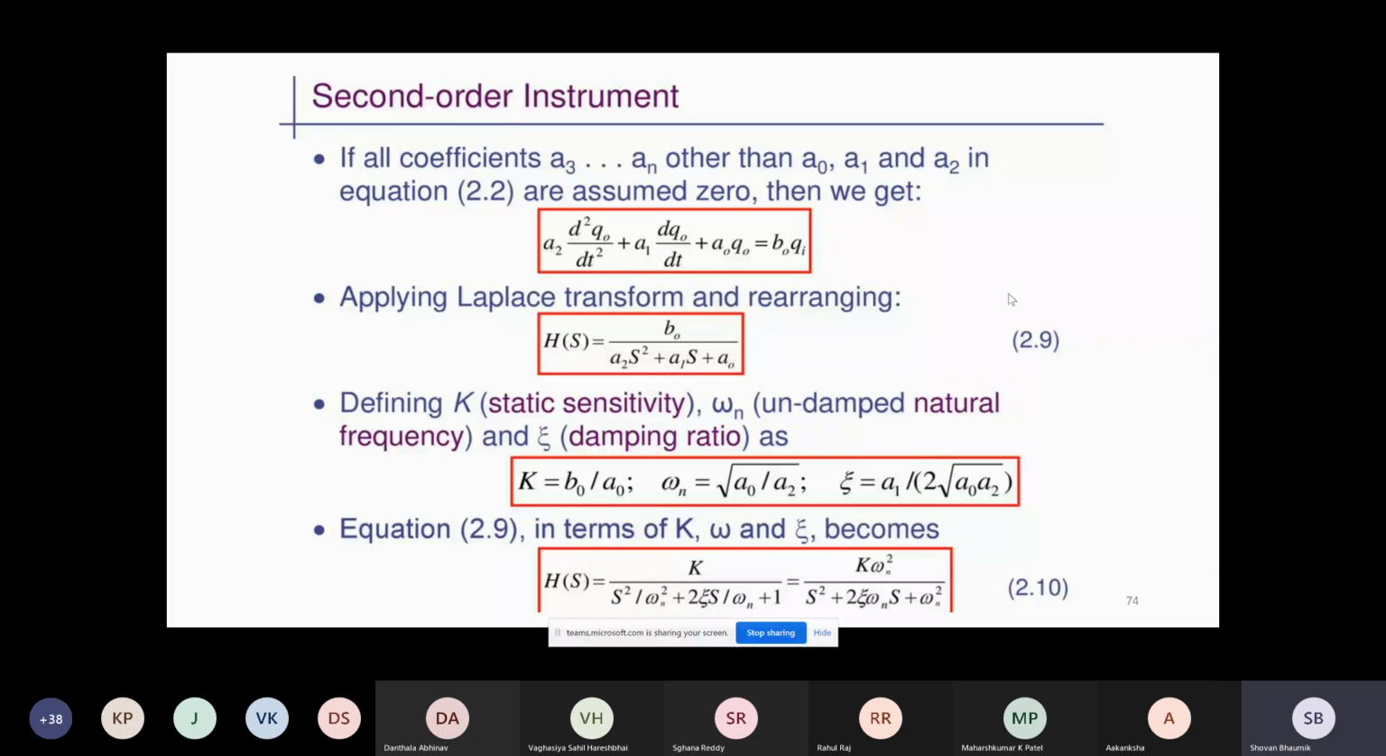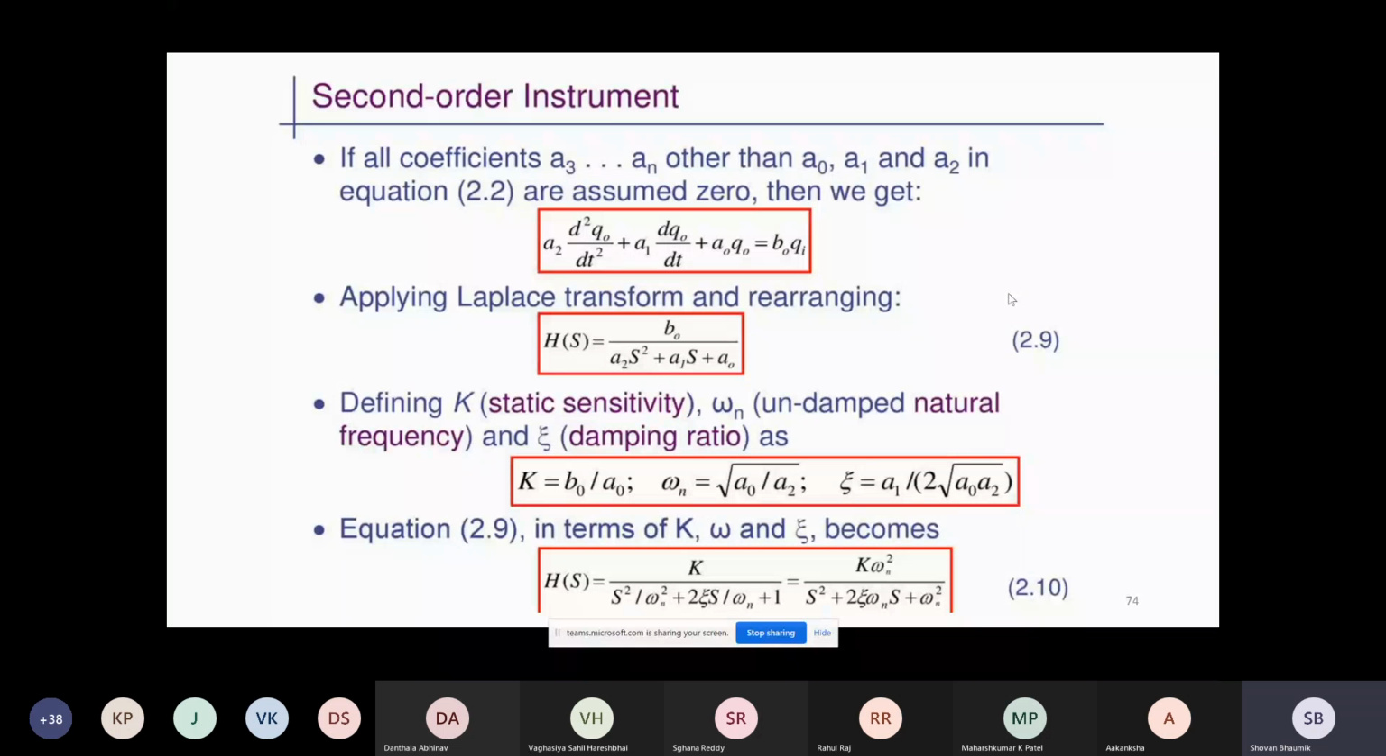A2 by A1 is called 1 by omega n square, and omega n is called the undamped natural frequency, and zeta. So omega n is root over A0 by A2. That means on the top there will be s square by omega n square, and zeta will be A1 by 2 root over A0 A2.